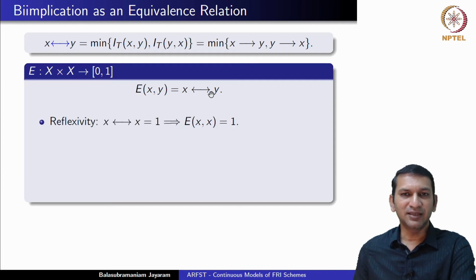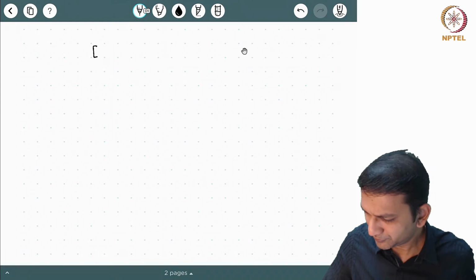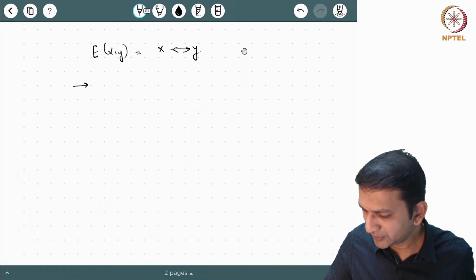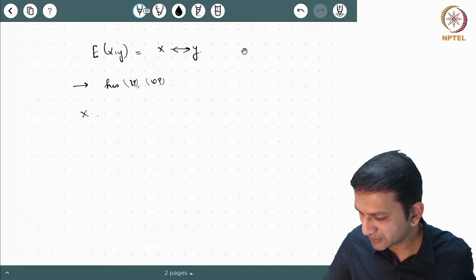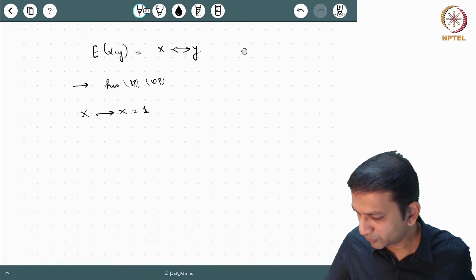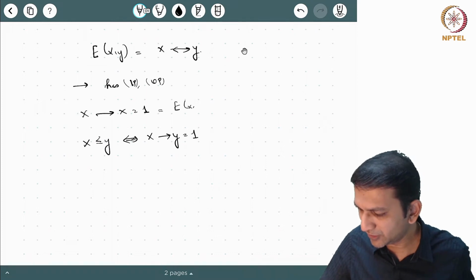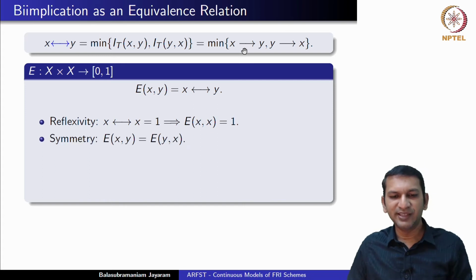clearly this E, looking at it as a relation on X cross X, we see that it is reflexive. Note that this is an R-implication, which means we know that this implication has IP and OP. IP means x implies x is 1, and OP says that x is less than or equal to y if and only if x implies y is equal to 1. So x implies x is 1 is essentially E of xx, so it is reflexive. Clearly it is symmetric. Is it transitive?